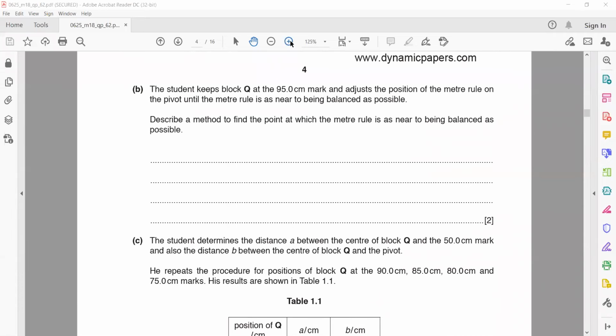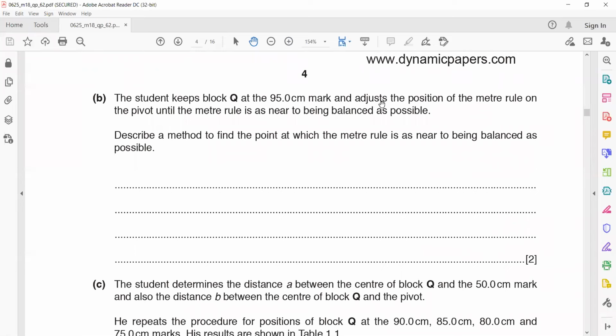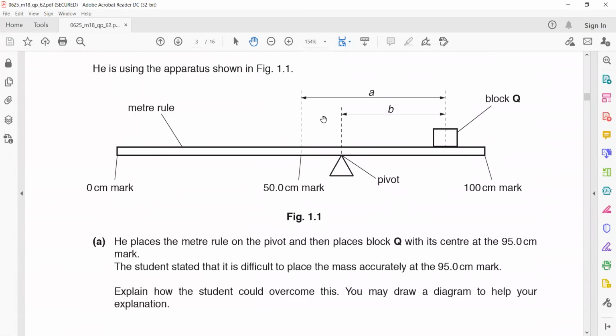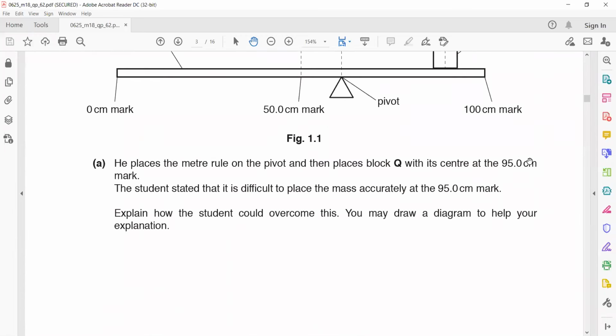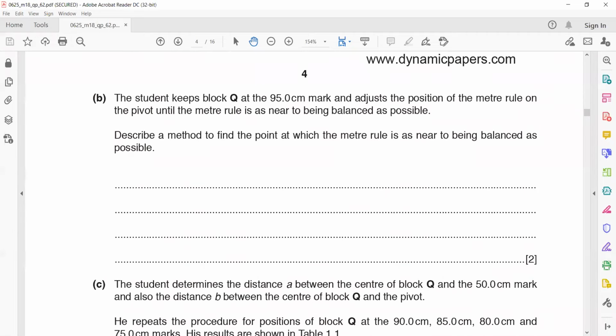A student keeps the block Q at 95 centimeter and adjusts the position of the meter rule on the pivot until the rule is as near to being balanced as possible. Describe a method to find the point at which the meter rule is as near to being balanced as possible. What should we do in the experimental procedure so that the meter rule will be balanced, with block Q placed at the 95 centimeter mark? We should slowly move the pivot a small distance to and fro.